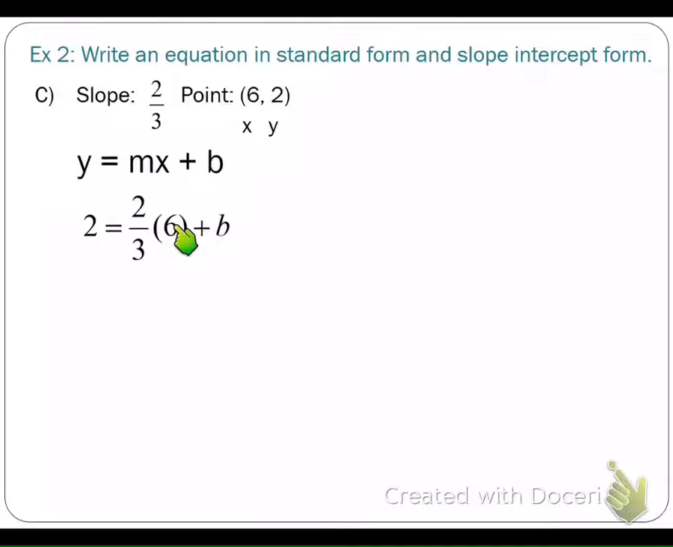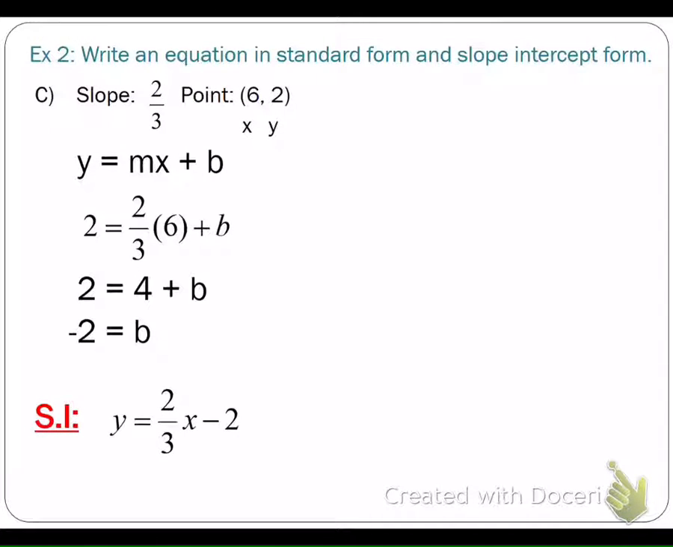Now this works out nicely. What happens to the 6 and the 3? Right, a 1 and a 2. Good. And then 2 times 2 gives me 4. Then what? Subtract 4 from both sides, and you end up with a b of -2. Now I have this m, I have this b, I am ready to roll.